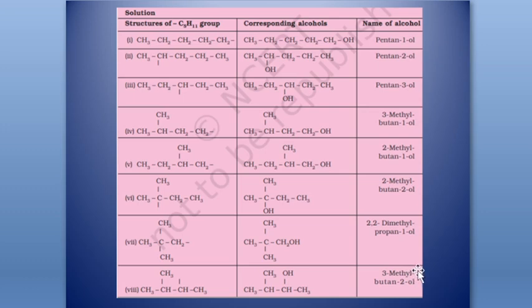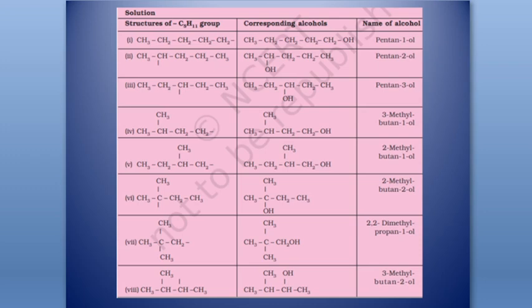Next, there are 5 carbons. The alcohol group is in the 2 position, so the name is pentan-2-ol. And in the third example, there is an OH group in the 3 position, which is pentan-3-ol. So there are 3 isomers here. There are 3 positional isomers of this alcohol.